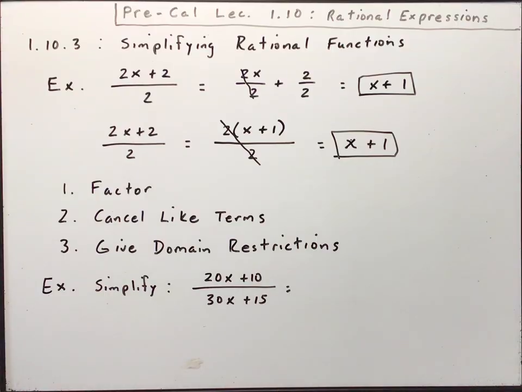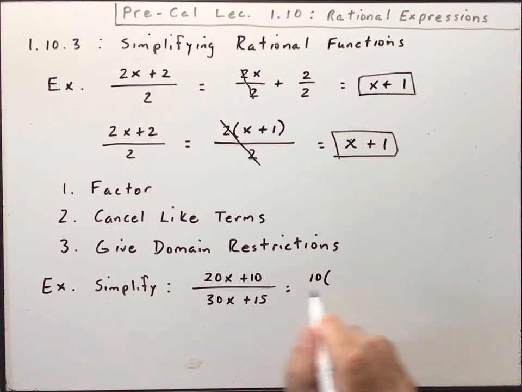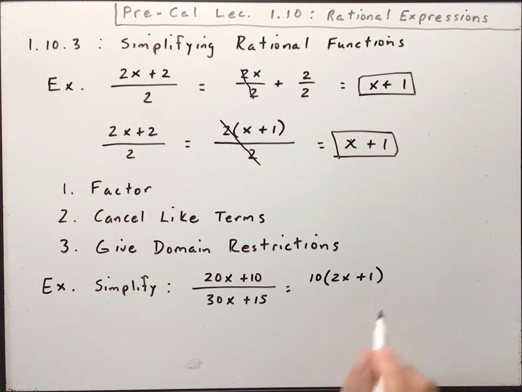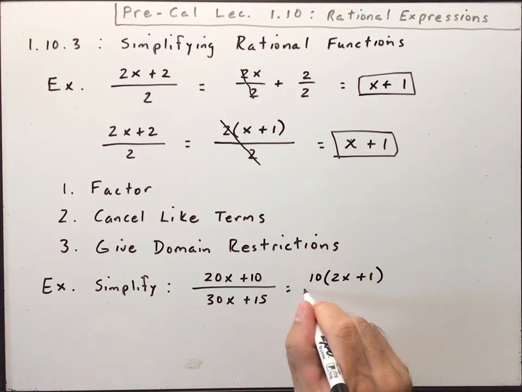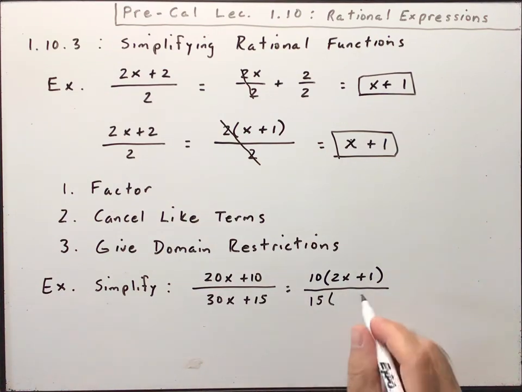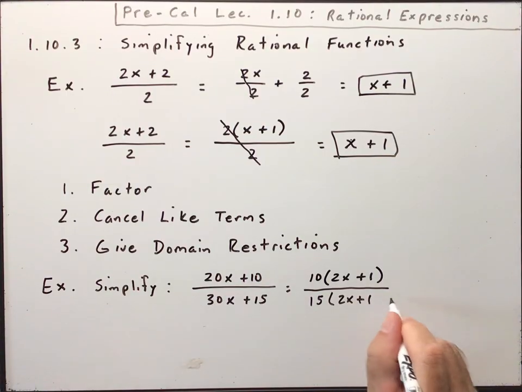Okay, so let's factor out the greatest common factor out of both the numerator and the denominator. So out of the numerator, that would be 10, right? And you're left with 2x plus 1. If you're not sure, then you would just distribute that 10. That'd give you 20x plus 10. And on the bottom, you could factor out a 15. And if you do that, 15 will go into 30x, 2x, and then 15 over 15 would be plus 1.